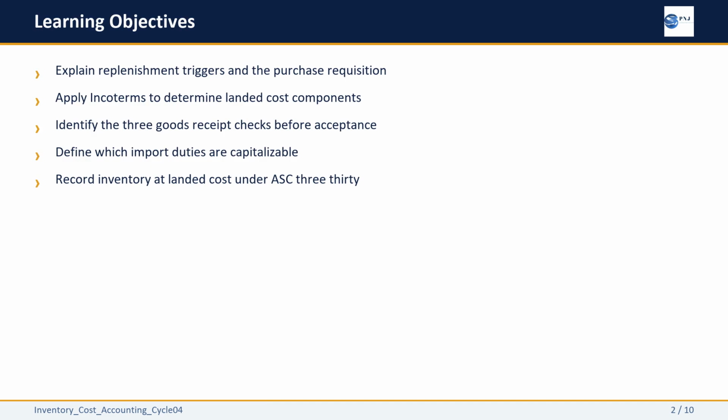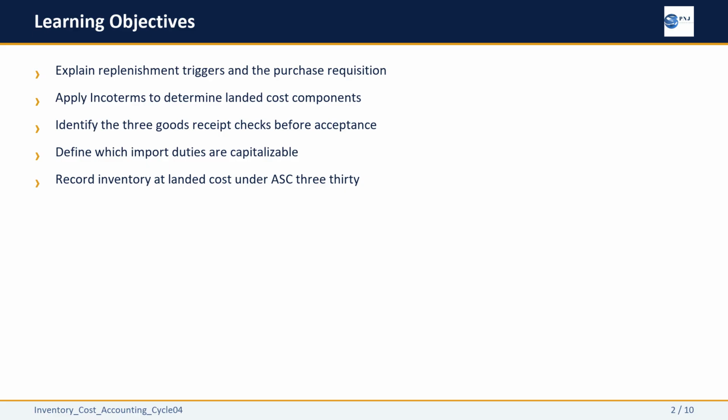By the end of this section, you will be able to do 5 things. First, explain what triggers a replenishment and how a purchase requisition documents the need. Second, apply Incoterms to work out which costs the buyer actually bears. Third, identify the 3 checks performed when goods arrive, before anything reaches usable stock. Fourth, define which import duties and freight charges belong in inventory cost. And fifth, record that inventory correctly at landed cost, the cost basis required under the standards.